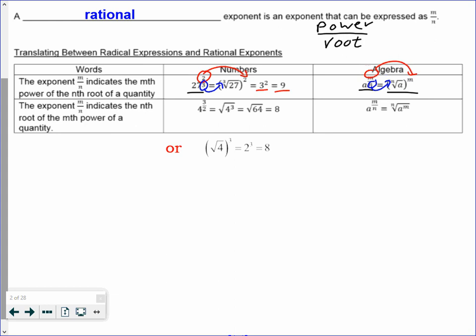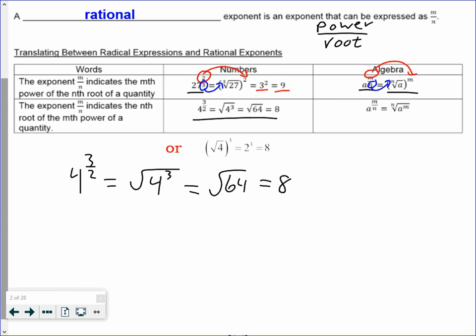In the second row, what it says is that the exponent m over n indicates the nth root of the mth power of a quantity. Really the difference between these two rows is that it's trying to show you that it doesn't matter if you put your exponent, or your power, inside the radical or outside of it. We see here we have 4 to the 3 over 2. That equals the square root of 4 cubed, which equals the square root of 64, which is 8. So in this case, we have our exponent underneath the radical.